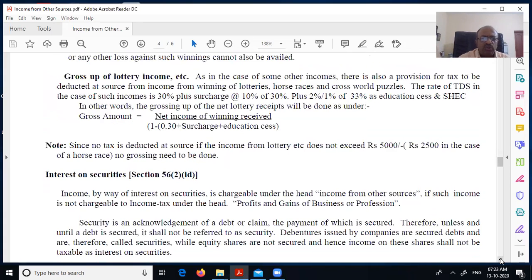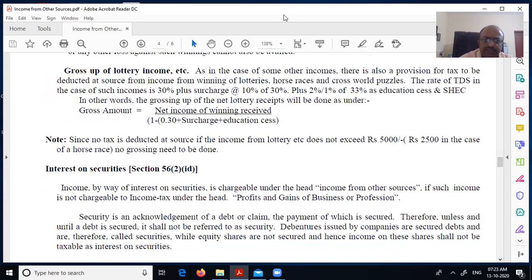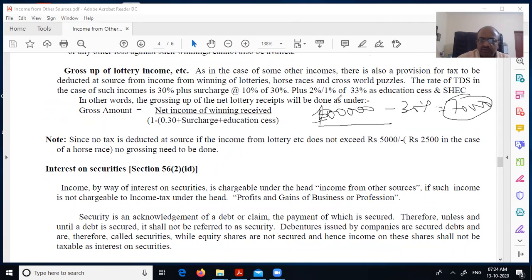These are the grossing up calculations when we do the problem. Suppose tax is deducted at source. Suppose you get, say, 1 lakh as lottery. I'm just giving an example. 30% will be deducted and only 70,000 will be given. Now you cannot offer 70,000 as your income, because you have to gross it up. That's what is given here. How to calculate the gross amount? It is nothing but 70,000 divided by 70%, which will come to 1 lakh. You have to gross it up, nothing else.